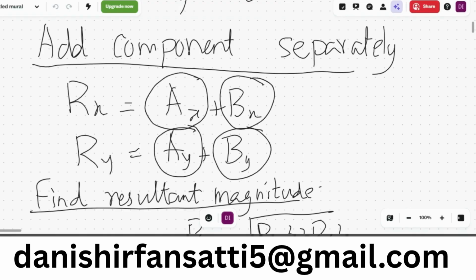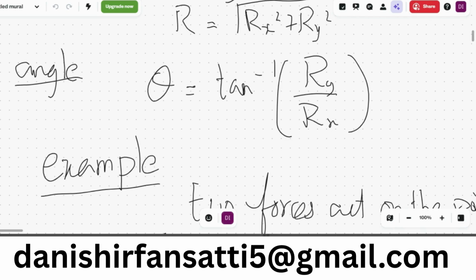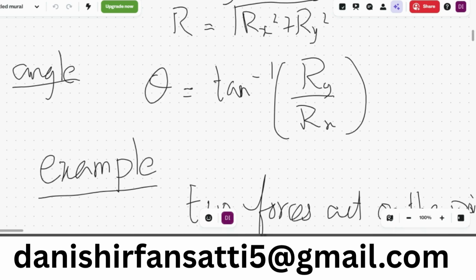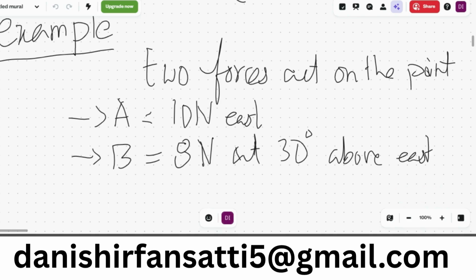Now how are we going to find the resultant? The resultant R is equal to the square root of Rx squared plus Ry squared. Now how can we find the angle? Angle theta is equal to tan inverse of Ry, the vertical component, divided by Rx, the horizontal component. That will give you the angle. Now we are going to do one example.